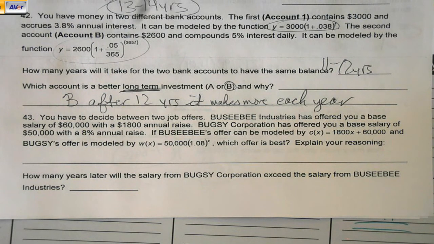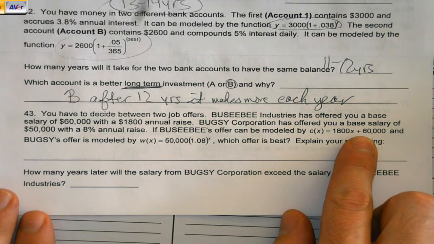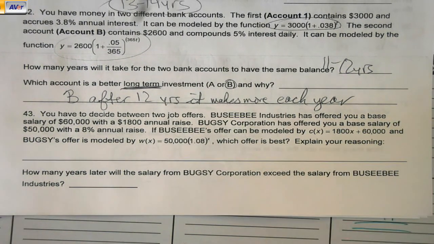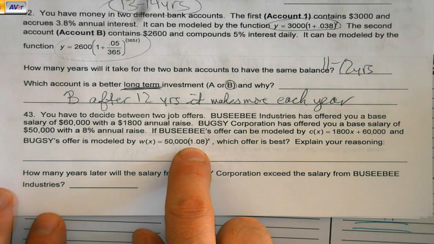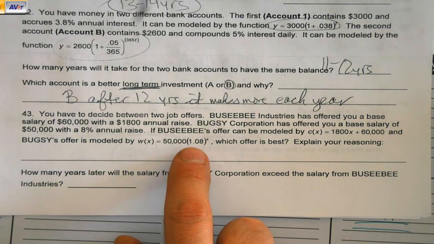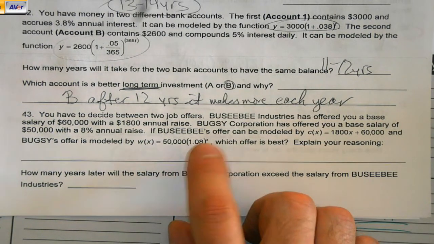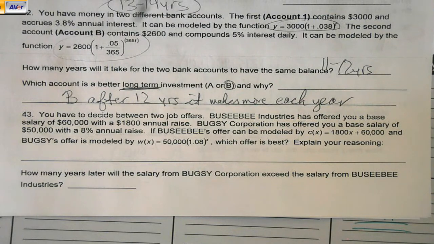We got Busy Bee Industries, base salary of $60,000 plus an $1,800 annual raise. There it is. Bugsy Corporation, base salary of $50,000 and 8% annual raise. Right there. Because that's the 1 plus 0.08. That's why it looks a little different than we do it sometimes, but it's the same idea. So, which offer is best?